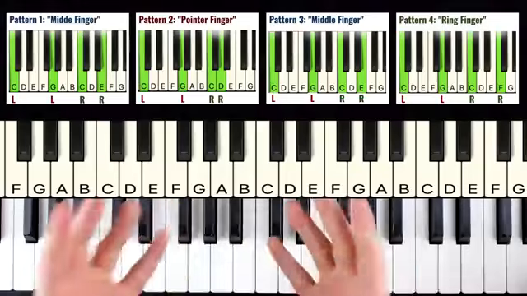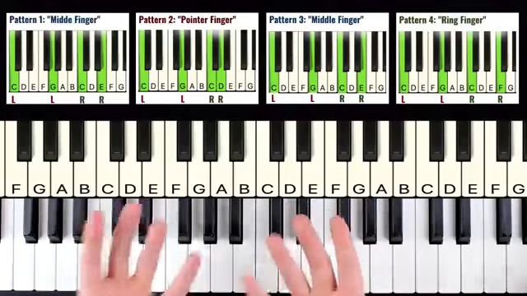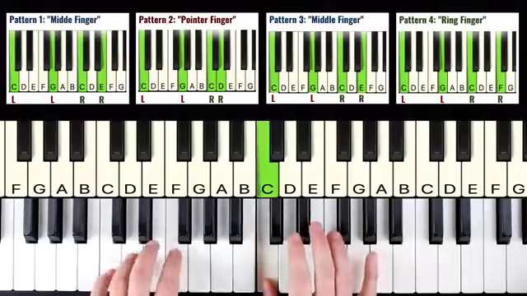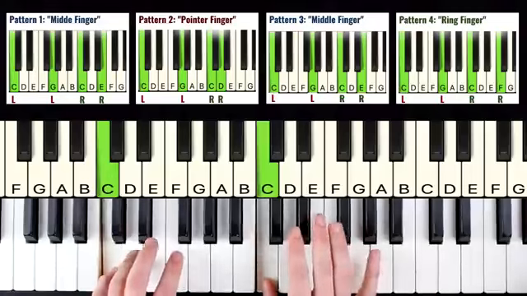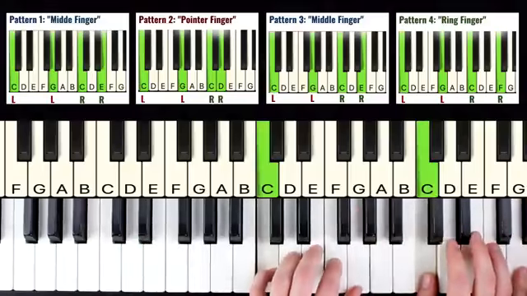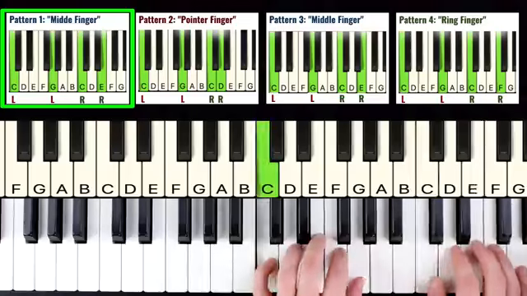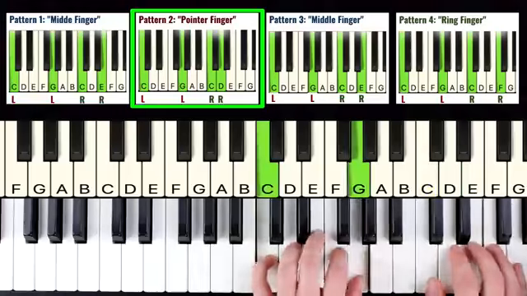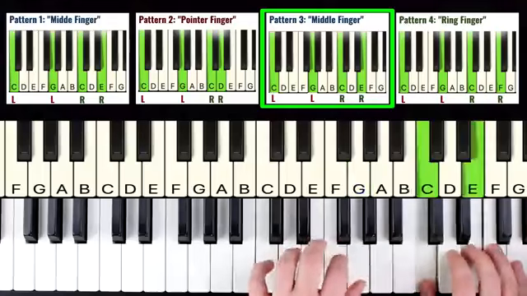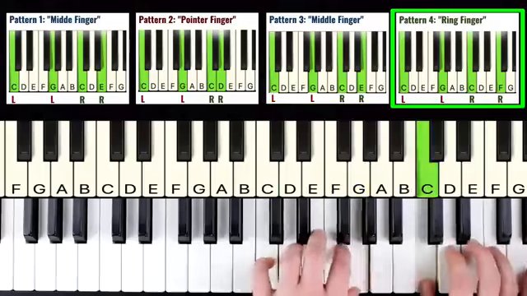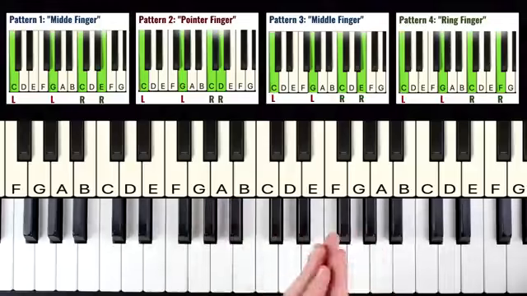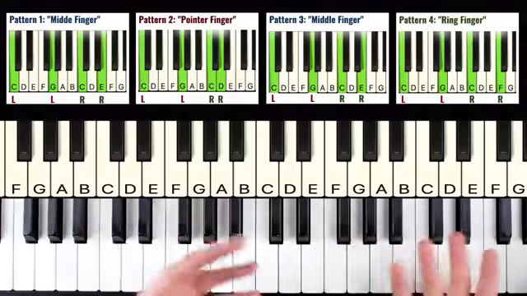So we can play this same pattern on any C on the keyboard to give it a different sound. So the first time we used this C and this C, right? But we could put our thumb on this C and our pinky on this C, and now it's gonna have a different sound. Same exact pattern, but now it has a more beautiful quality to it.